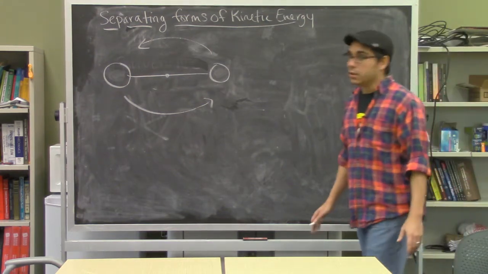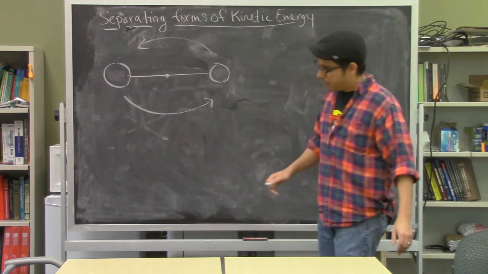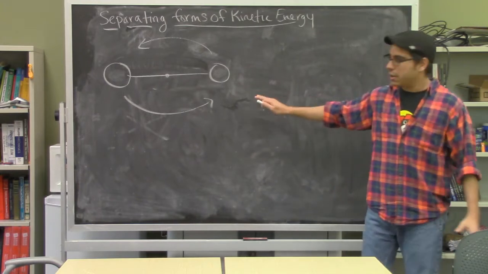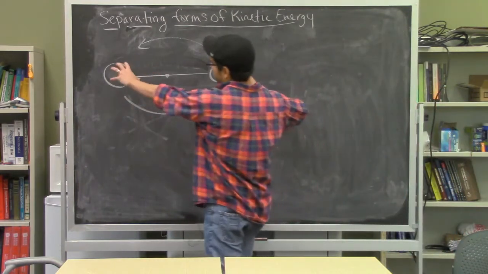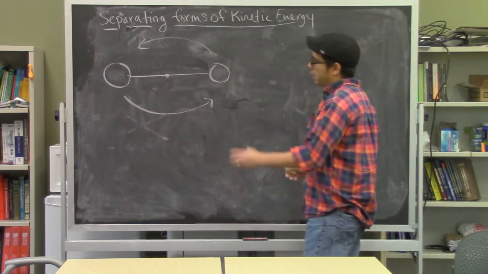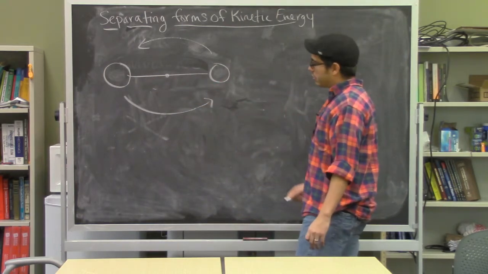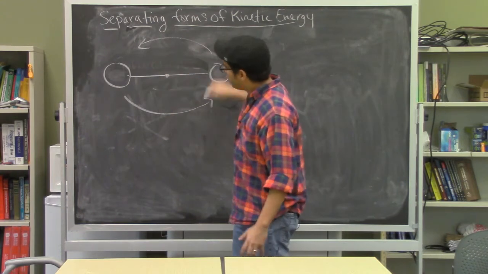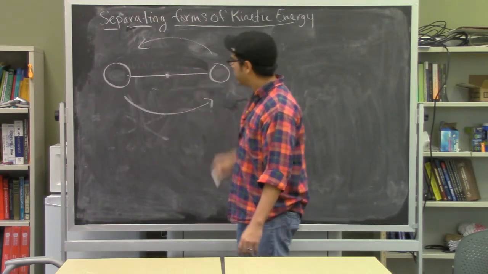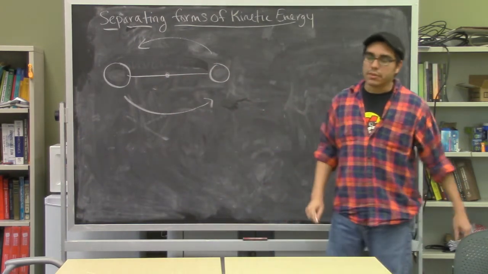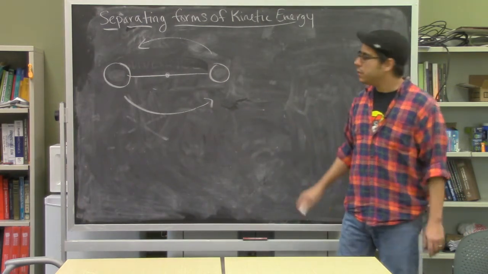All right, in this video we're going to talk a little bit about separating the different forms of kinetic energy. So what I have here is a baton that has two large spheres on either side and a very thin, light mass rod that connects them. This baton is spun around its center of mass like this, and what we're interested in is calculating what the kinetic energy of this baton is going to be.